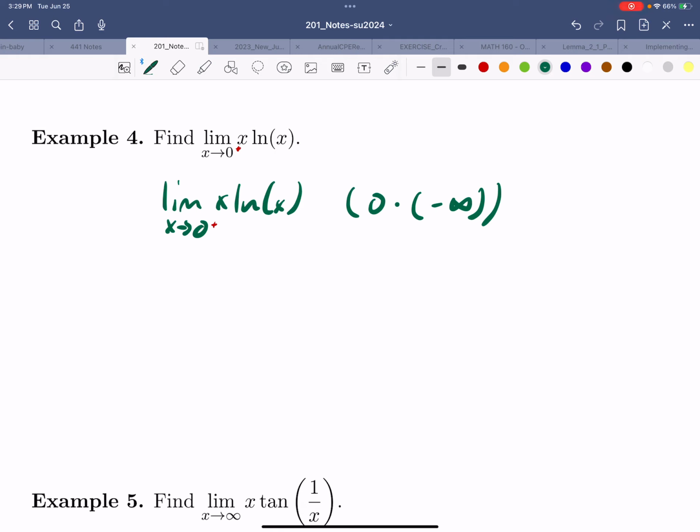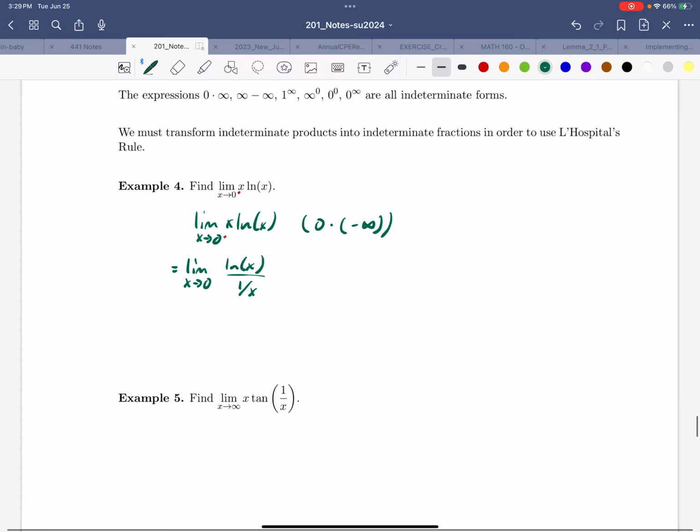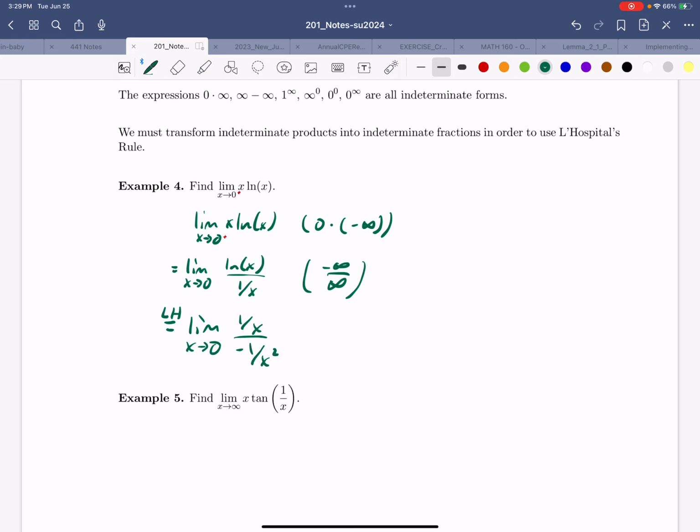All right, so anyway, we're going to get the limit as x approaches 0 of, now remember, we can't use L'Hopital's rule yet. But what we can do, and this is kind of sneaky, is instead of multiplying by x, divide by 1 over x. Now we have negative infinity over infinity, and now we can use L'Hopital's rule. And so we wind up getting 1 over x on the top, negative 1 over x squared on the bottom. Don't forget about that negative sign, although I'm not sure it's going to matter in this case.